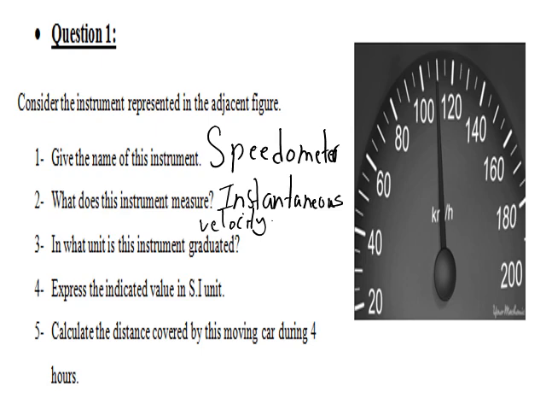In which unit is this instrument graduated? As you see here, kilometer per hour. So you have to say kilometer per hour. Here if you say 20, this is 25. Here we have 30. This is 35, 40, 45. So each division represents 5. So here we have 100. This is 105 and this is what? 110 kilometer per hour.